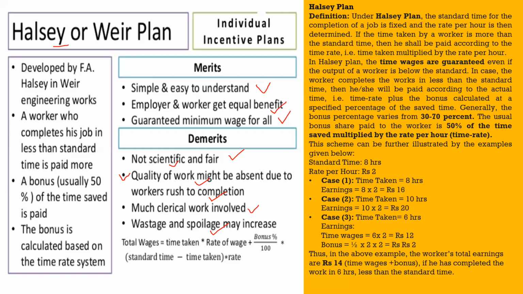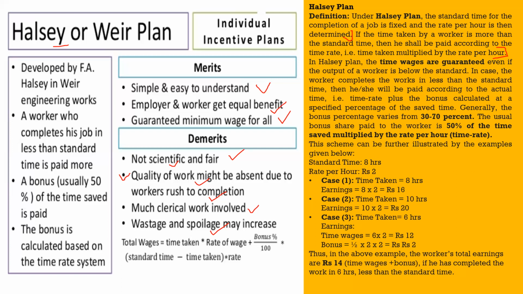The definition says that under the Halsey plan, the standard time for the completion of a job is fixed and the rate per hour is then determined. If the time taken by a worker is more than the standard time, then he shall be paid according to the time rate. Time taken multiplied by the time rate per hour is the formula for that. In the Halsey plan, the time wages are guaranteed even if the output of a worker is below the standard.